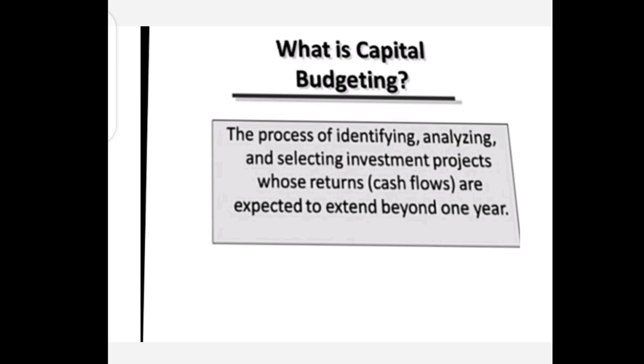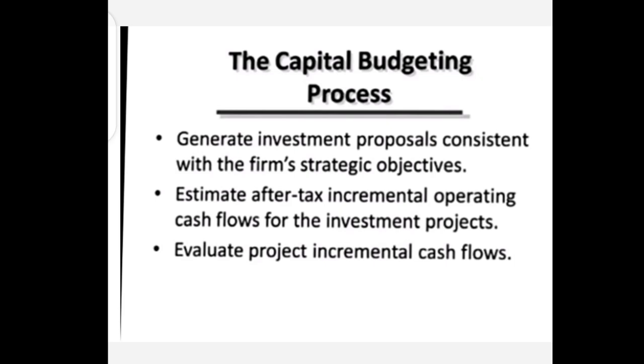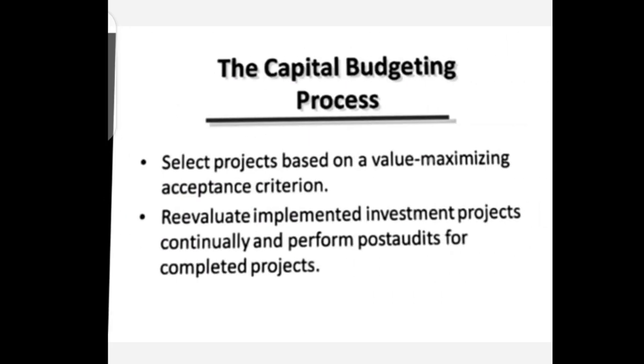It is the process of identifying, analyzing, and selecting investment projects whose returns are expected to extend beyond one year. So the capital budgeting process starts from investment proposals that are consistent with the firm's strategic objectives. Then we move forward to estimating after-tax incremental operating cash flows for the investment projects. Then we will evaluate project incremental cash flows.